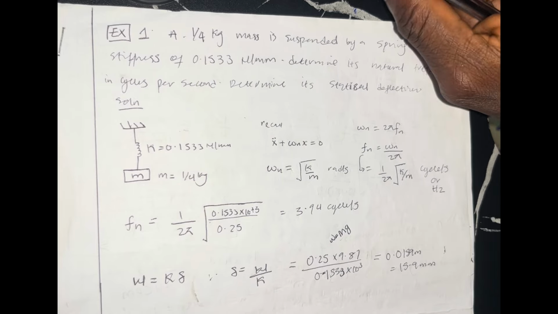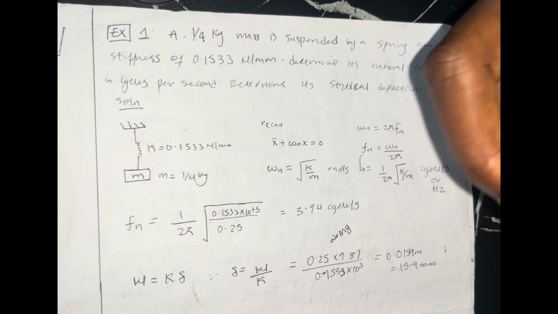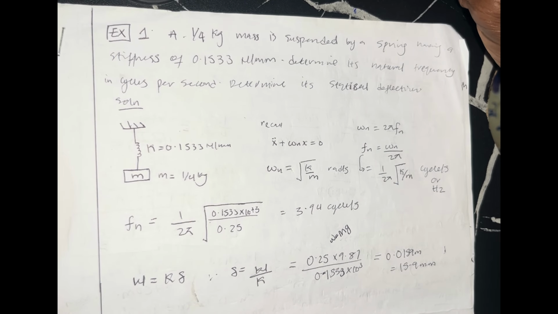And in the next question, we are going to look at 2 degrees of freedom, where you are given 2k, and how to obtain the equivalent stiffness.